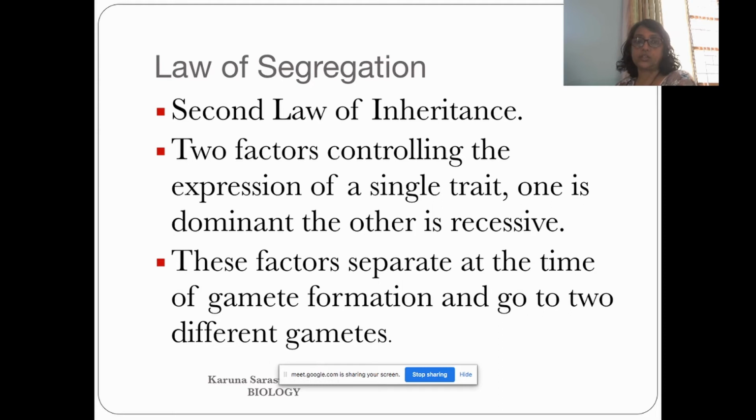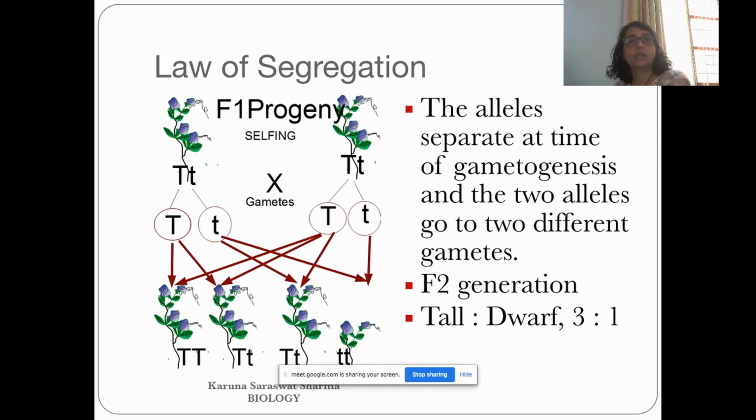Law of segregation. Law of segregation is Mendel's second law of inheritance. There are two factors controlling the expression of a single trait. One factor is dominant and the other is recessive. These factors separate at the time of gamete formation and go to form different gametes. The alleles separate at the time of gametogenesis and the two alleles go to different gametes. As you can see here, the F1 generation which I had shown in the previous law, all of them were tall and the genotype was capital T, small t.